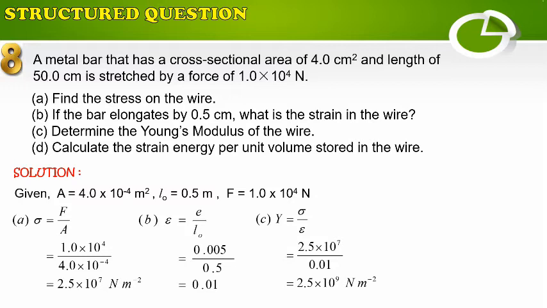And lastly, for question number 8d, we need to calculate the strain energy per unit volume stored in the wire. So we use the equation of strain energy per unit volume, which is equal to half stress times strain. So we substitute the stress and strain calculated in A and B. We get the strain energy per unit volume stored in the wire, which is equal to 1.25 times 10 power of 5 joule per meter cube.